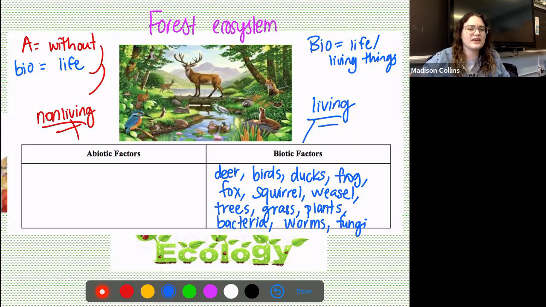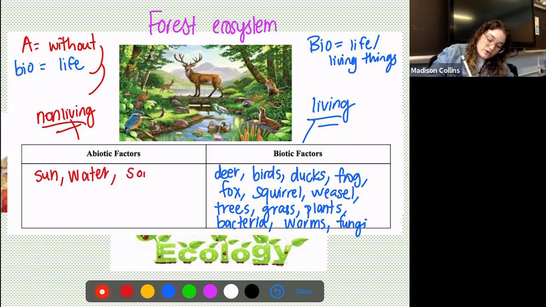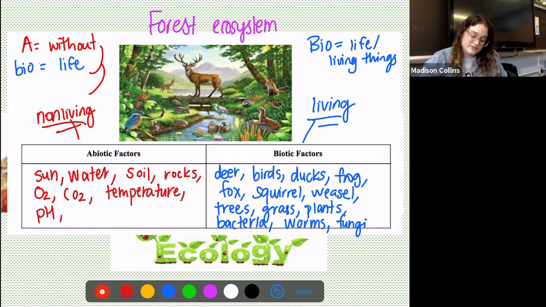But now, what about the abiotic factors that they interact with? Well, some of the non-living factors you should have noticed are the sunlight, the water, the soil, the rocks, even the gases in the air like oxygen and CO2, the temperature, even the pH of the soil, right? All of these are non-living factors. Let's see if there's anything I missed. Sun, water, soil, rocks. Nope, I'm feeling pretty good about that, okay?